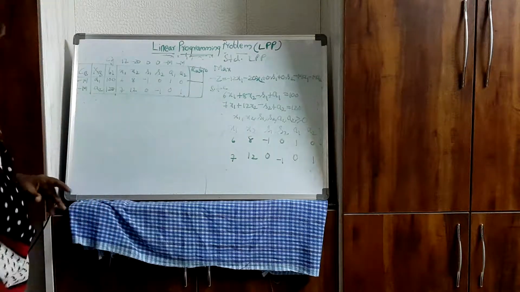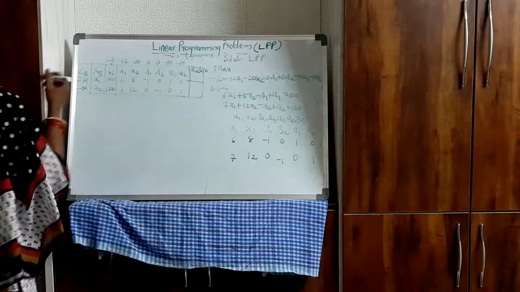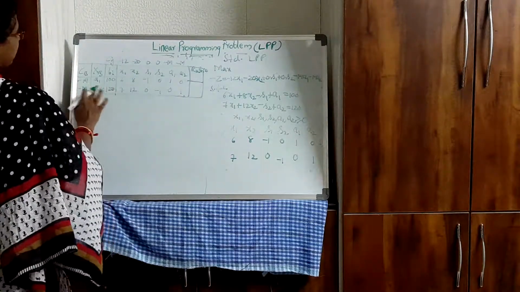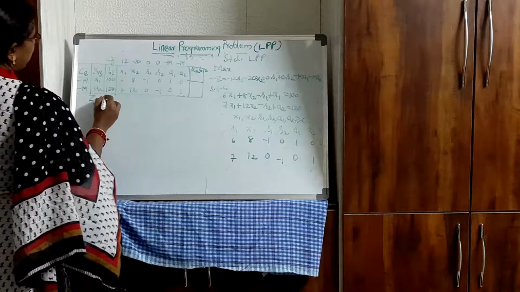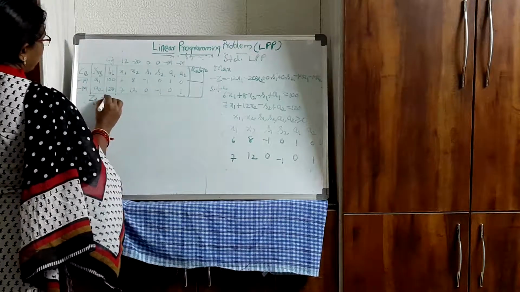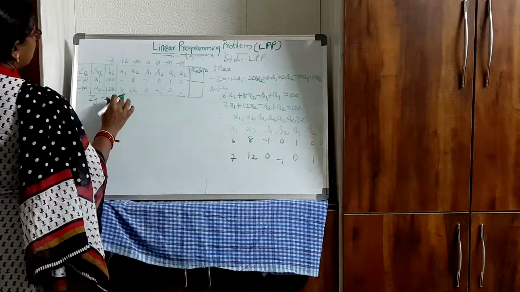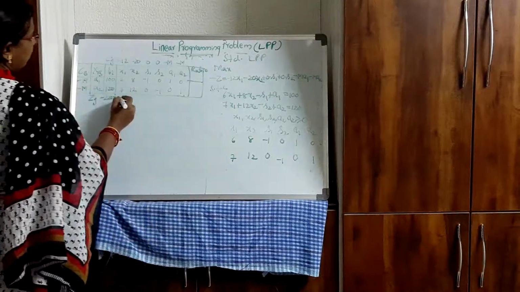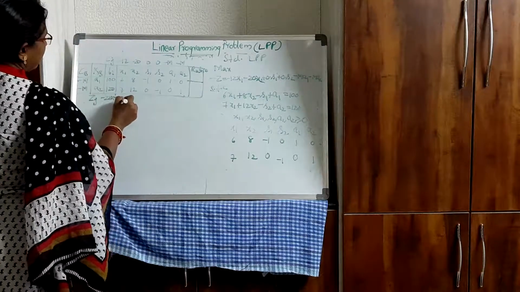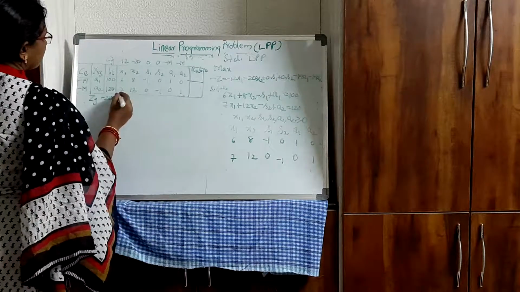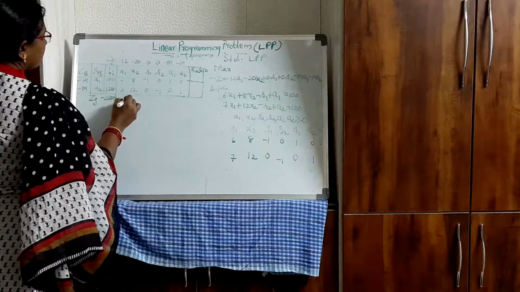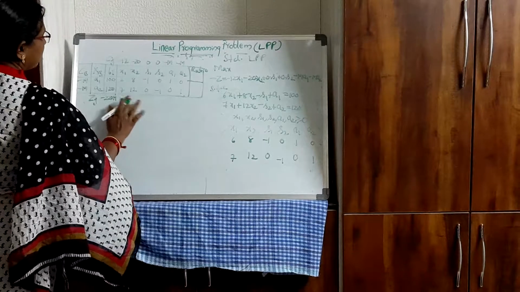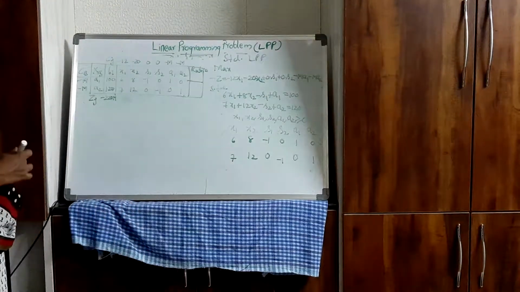How to find ZJ? Same as in simplex table. Minus M into 100 plus minus M into 120. So you will get minus 220M. This one, minus M into 6 plus minus M into 7, so minus 13M. This one minus 8 into M minus 12 into M.